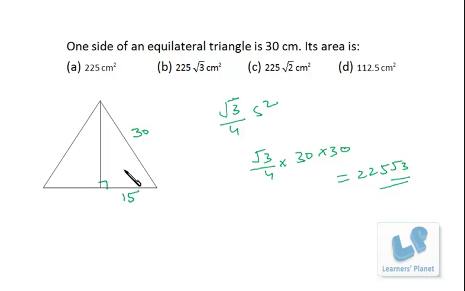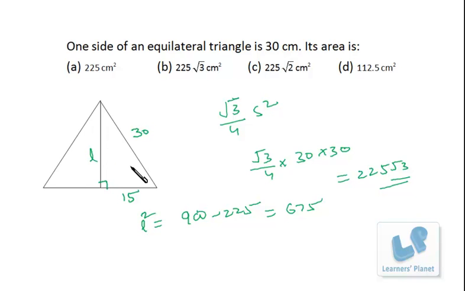Okay, so this is 15, this is 30. You can find out this length using Pythagoras theorem. So the length L will be, L square is equal to 900 minus 225. So this way you can calculate, and after calculating the length you can take half base into altitude as the area of an equilateral triangle.